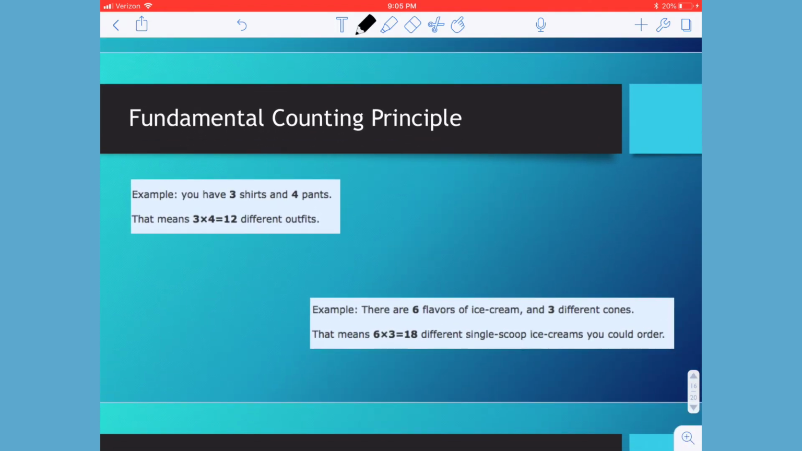So here's another example, 3 shirts and 4 pants. That means there are 3 times 4, which is 12 different outfits. You have 6 flavors of ice cream, 3 different cones. 6 times 3 is 18 unique single scoop ice creams.